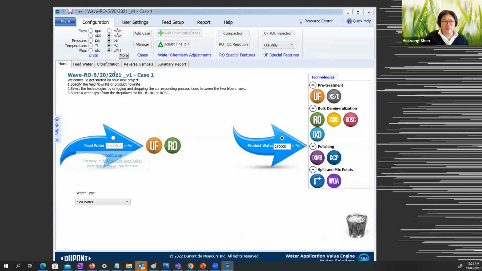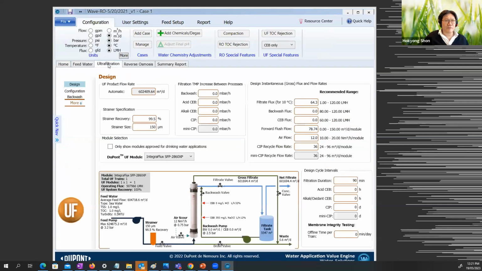Ultrafiltration here is coming to here, and then you can see the ultrafiltration condition. So you can click here, ultrafiltration. Also, you can design what's your recovery and what's your backwashing, acidic cleaning condition you can incorporate. So you can have a recovery, which means recovery should be very high for your ultrafiltration pretreatment.